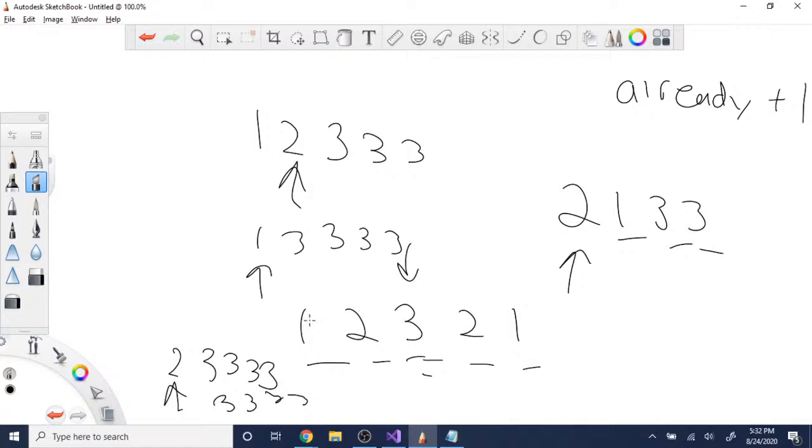There's 9 possible digits. It's already a palindrome, just increase the middle one. If it's not a palindrome, can I brute force every single one until I find a palindrome? That's not a good idea.